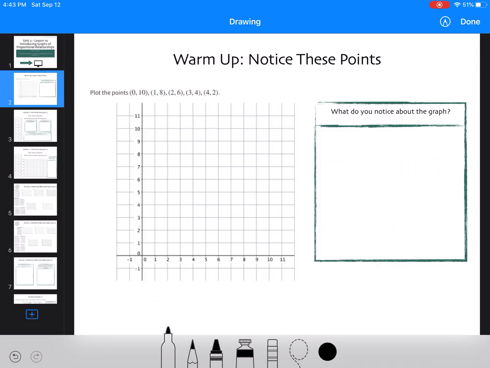So let's look here. Plot the points. What do you notice and wonder? So 0 and then up to 10. So that point's going to go right there. Then 1, 8. 2, 6. 3, 4. 4, 2. Well, what do I notice? It makes a line. And specifically, it makes a straight line.